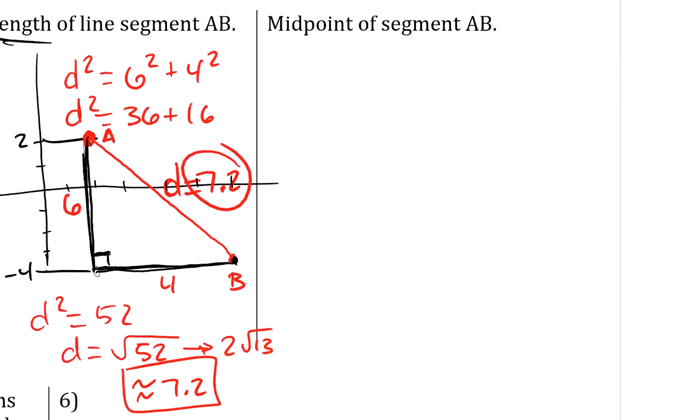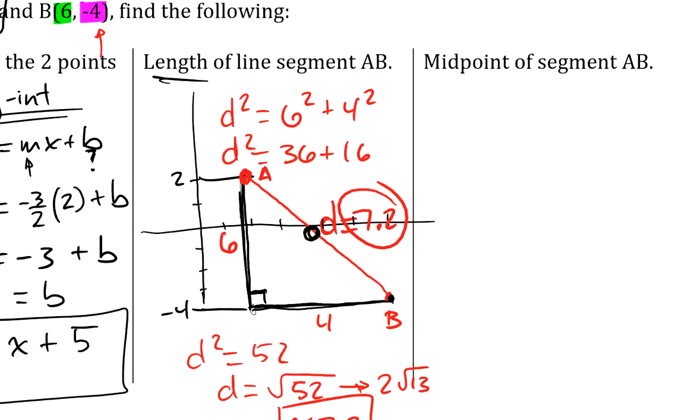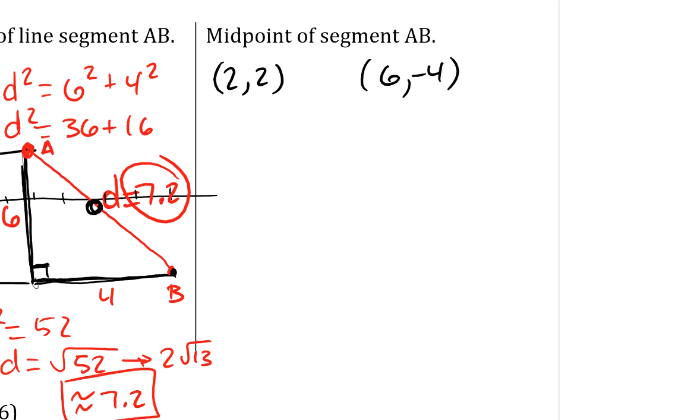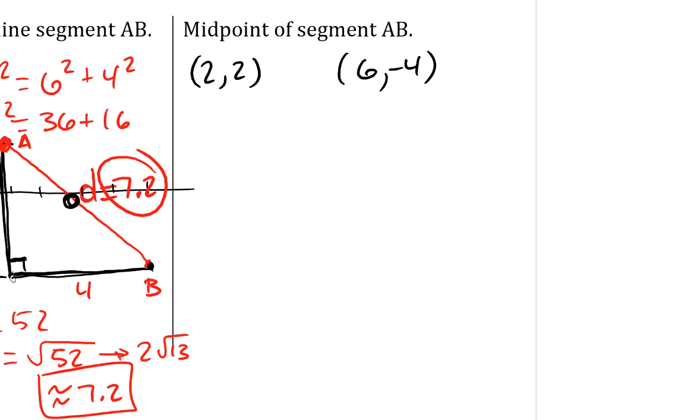The last part of this question is to find the midpoint of AB. So it's somewhere in this region here, somewhere in the middle of those. And we've talked about looking at the midpoint as taking the average of our x values and the average of our y values. So if I was to copy those points again here, this definitely has an x and it has a y.